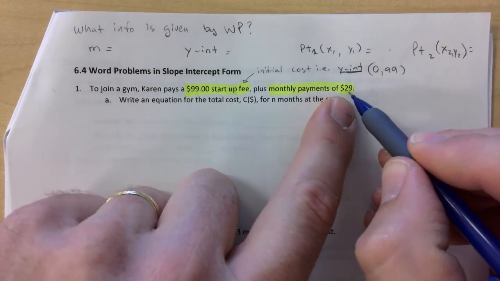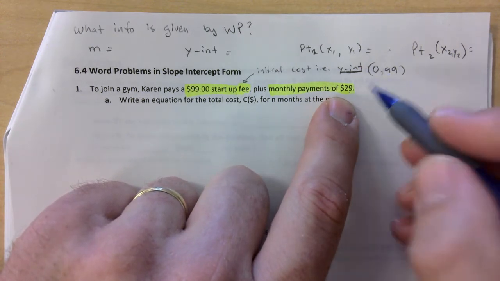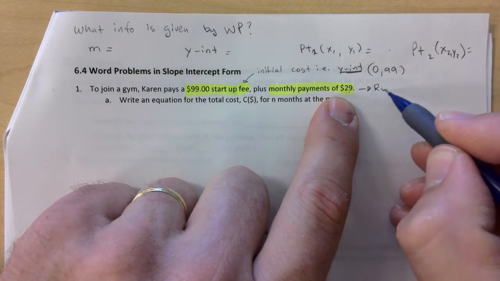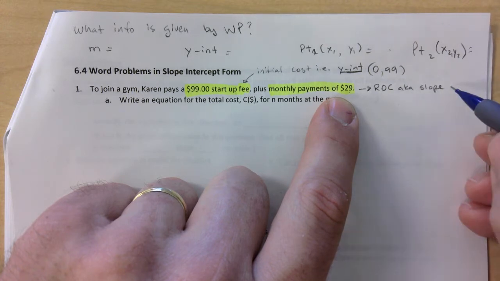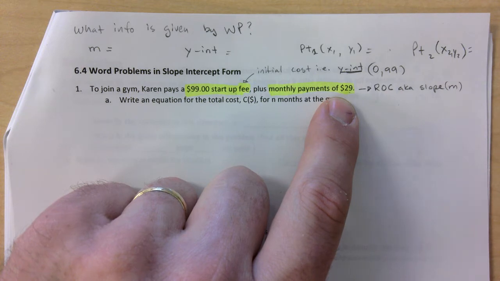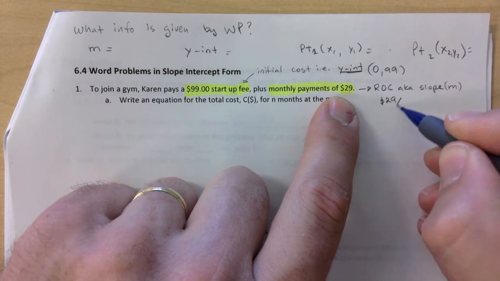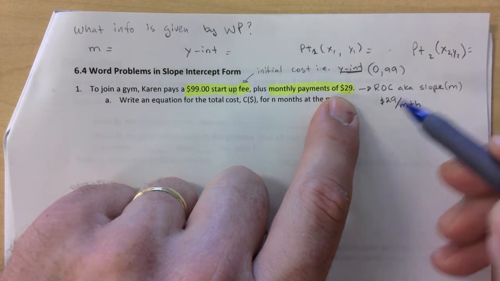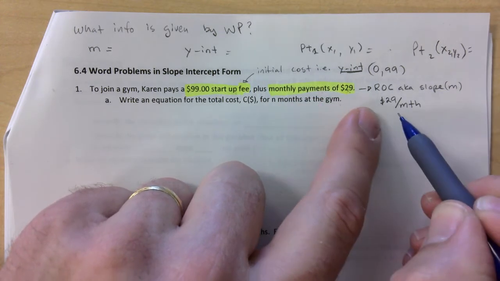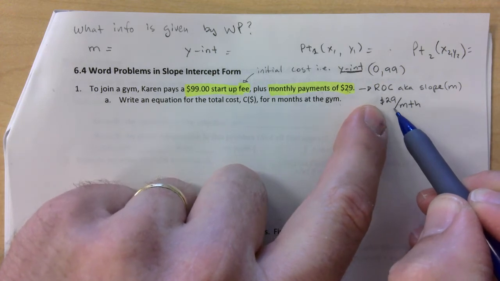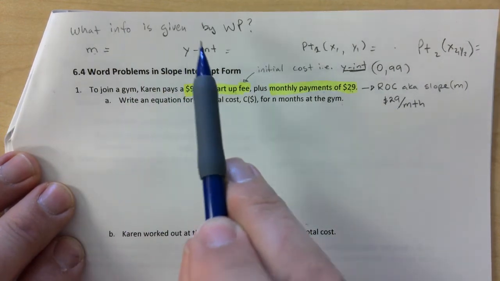Plus monthly payments of $29. What's that 29? Try to see if you can see a rate out of there. This is the rate of change, aka slope, which we use the letter M for. How is that a slope, Mr. Dirksen? Well, it's actually saying $29 per month. Monthly payments of 29, you're saying $29 per month, so that is actually a rate. So which two pieces of information did they give you? They gave you the slope and they gave you the y-intercept.